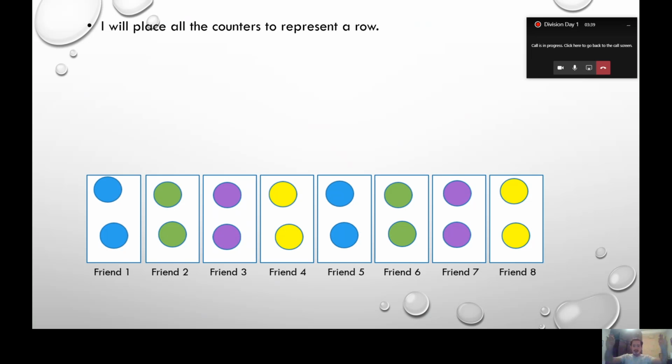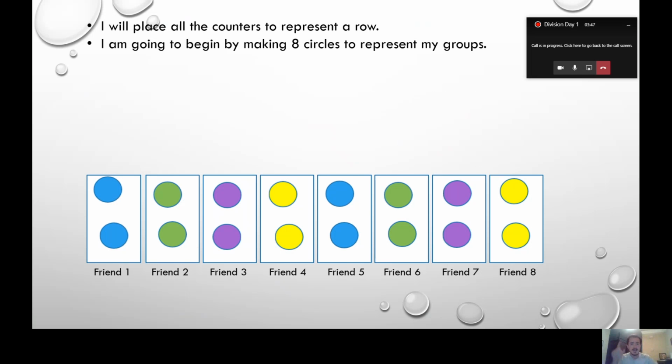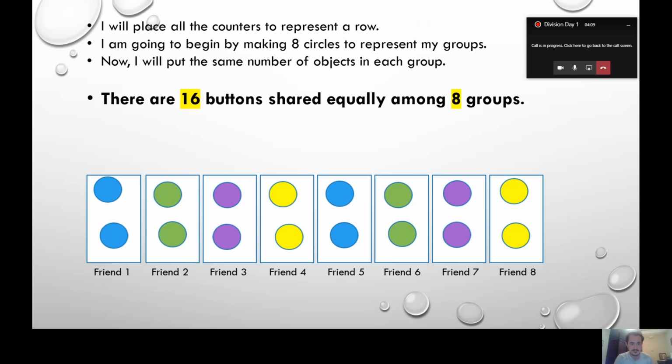So how do we do this? First, we placed all of our counters to represent a row. We put 16 of our counters in 1 row. Then we made 8 boxes this time to represent each friend. That's going to be each of our groups. We made 8 boxes at the bottom. And then we put the same number of objects in each group. We put 2 buttons in each group. We made sure that each group had the same number of objects.